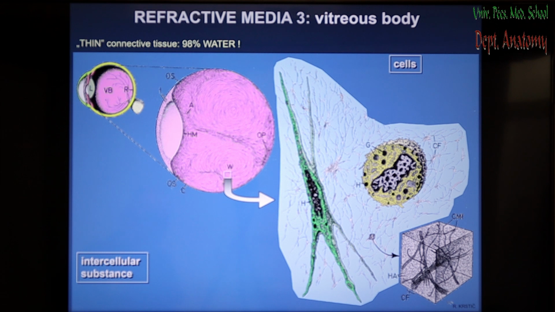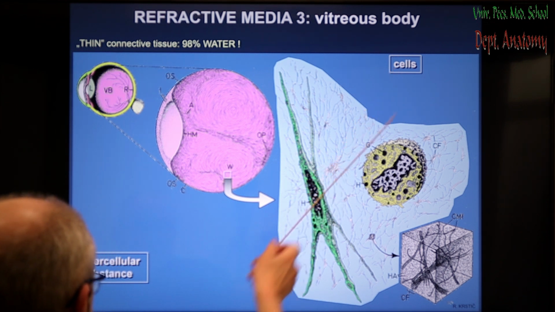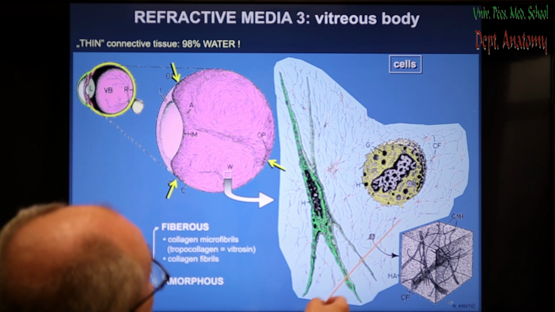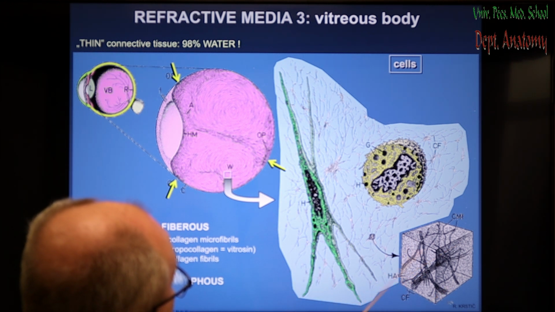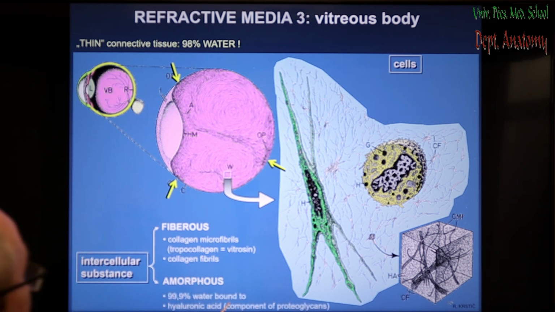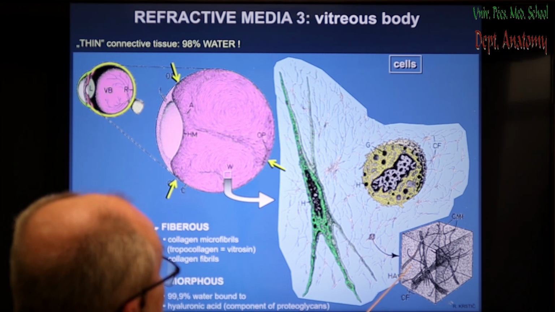But still, because it is a type of loose connective tissue, it must consist of two necessary components, the cells and intercellular substance, and as everywhere else, the intercellular substance consists of fibrous and amorphous materials. The fibrous materials are collagen microfibrils, tropocollagen, here again a specific tropocollagen, the vitrosin, and collagen fibrils. So microfibrils and fibrils are recognizable. Here you can see the structures of the microfibrils and fibrils. The amorphous material is made almost completely of water, plus the hyaluronic acid molecules bound to the microfibrils.